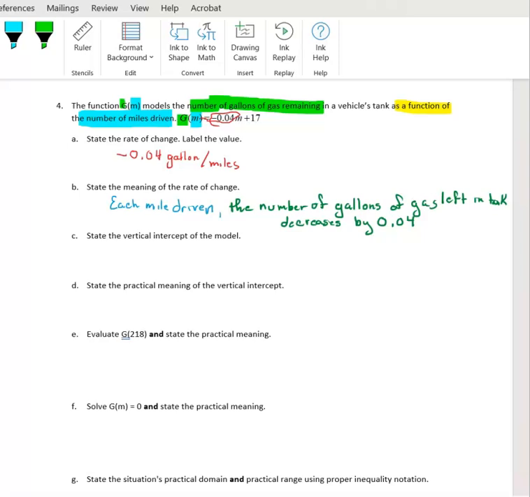All right, so what's the vertical intercept? Well, we know that the vertical intercept is always 0, comma something, and since it's written in slope-intercept form, the something in this case is the 17. It's the constant part. And what does that mean? At 0 miles driven, 17 gallons of gas remain in the tank.